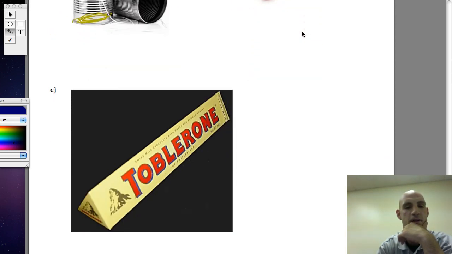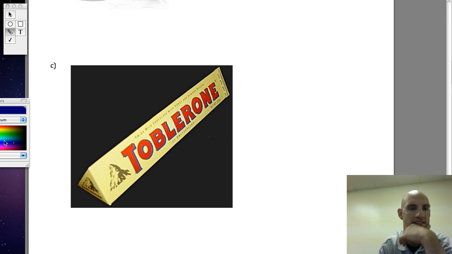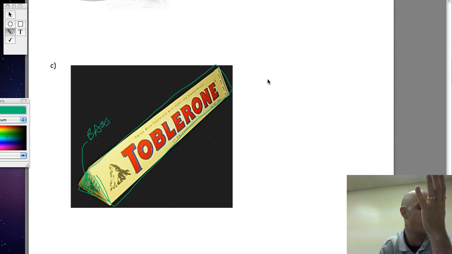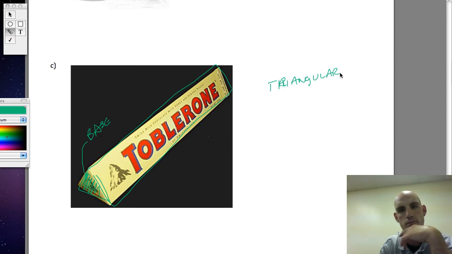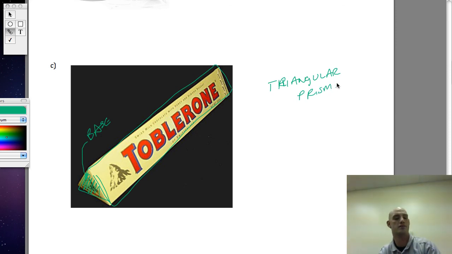And if I look at C, it has a rectangular side showing, and it's got a triangle on the end. So this is going to be the base. And so if it has triangular bases and rectangular sides, it's going to be a triangular prism. Okay, it's a prism because it has those rectangles on the sides.